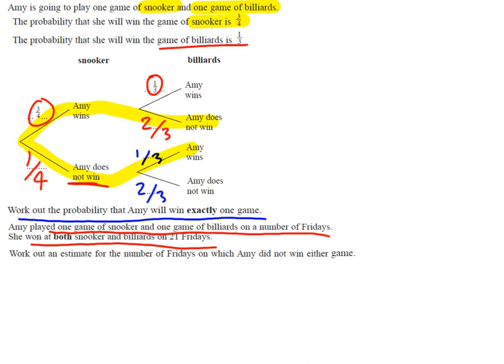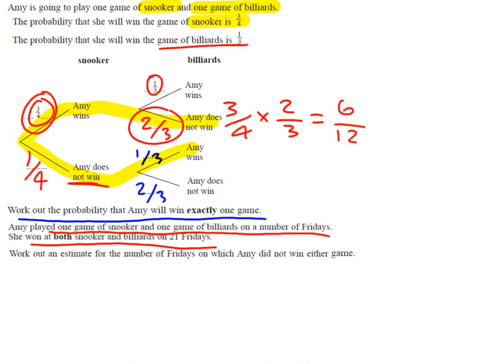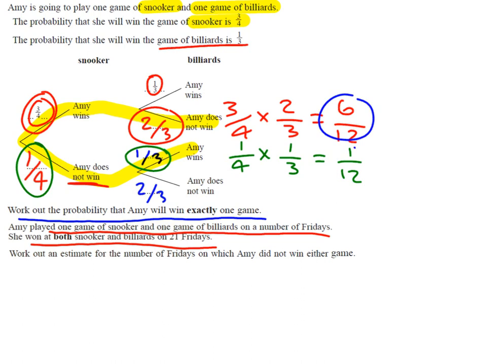On the top one, 3 over 4 times 2 over 3 is going to be 6 over 12. On the next one, 1 over 4 times 1 over 3 is going to be 1 over 12. We want this or this, so we add to get 7 over 12 as our answer. Right, next bit that we're actually on now.